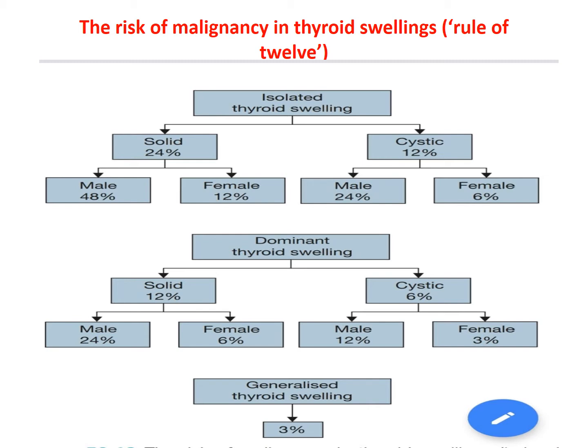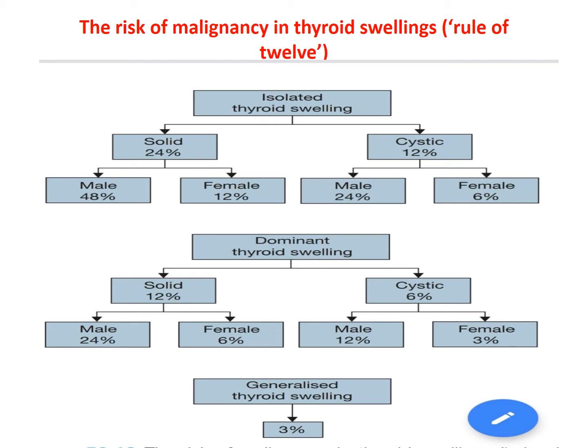Now, among the solitary solid nodules, 48% of the male patients would be at a risk of having malignant thyroid nodules, whereas 12% of the females would be at a risk of malignancy in these thyroid nodules. Similarly, if it was a cystic swelling, 24% of the males would have a high risk of malignancy in the thyroid swelling, whereas 6% of females would have a risk of malignancy.